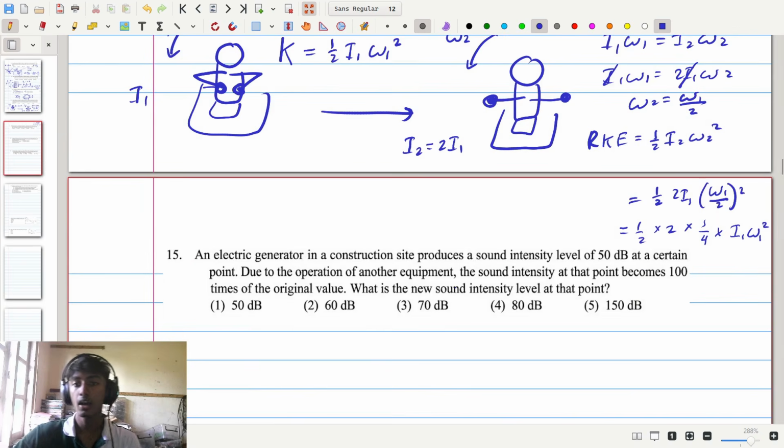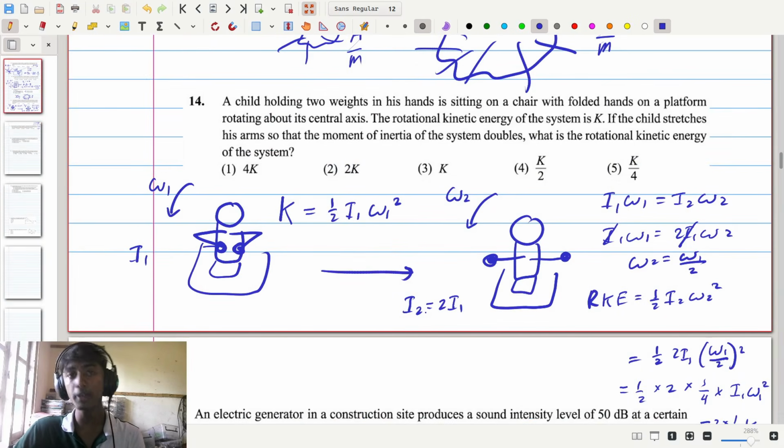Now here, this 1/2 times omega1 squared times I1 can be taken as K. So here we have K. So here we have 2 times 1/4 times K, and cancelling these two, you can see we get 1/2 K. So therefore, the final rotational kinetic energy here is equal to 1 over 2K or K over 2. So the final answer here is K over 2.